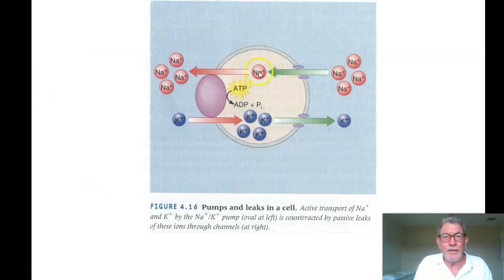So here we have a cell, and here we have a bunch of sodium on the outside, and we have a bunch of potassium on the inside. Some sodium's leaking in, some potassium's leaking out. But your sodium-potassium pumps are chugging away, keeping the sodium out and the potassium in. So generally speaking, the sodium stays out here, the potassium stays in here, unless you want it to move.